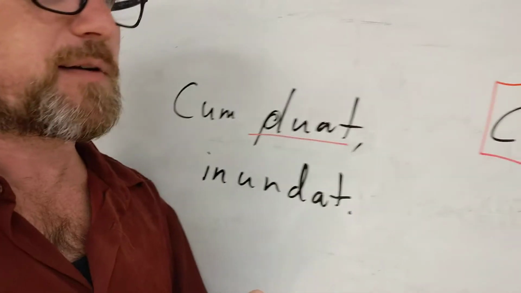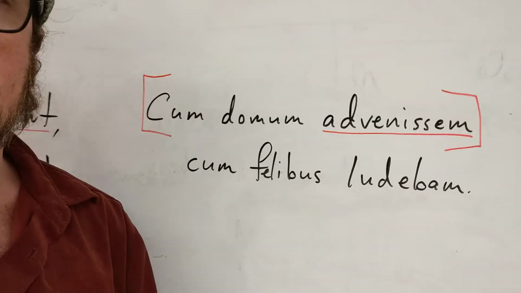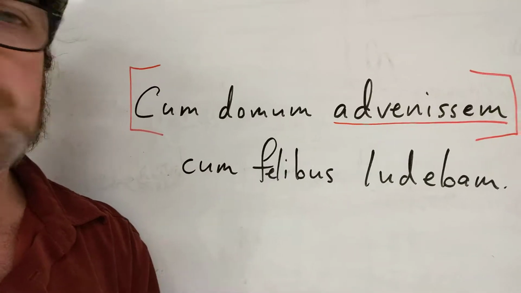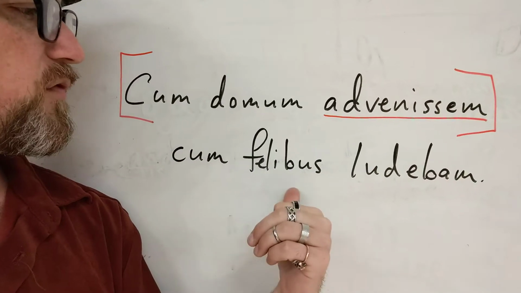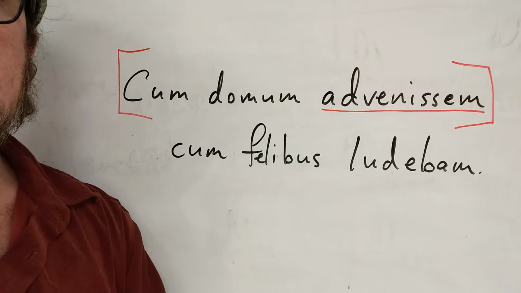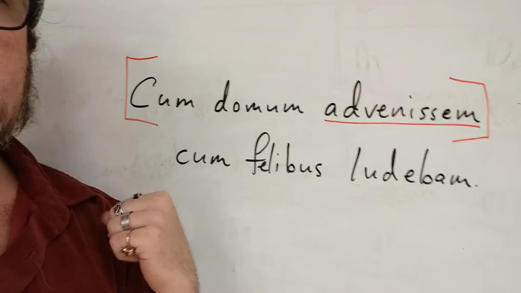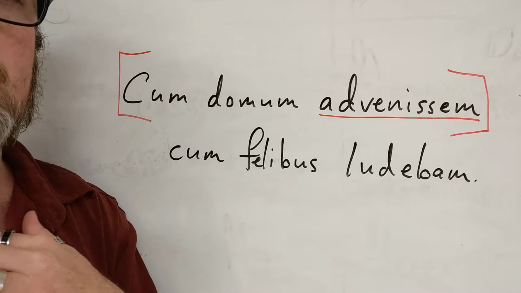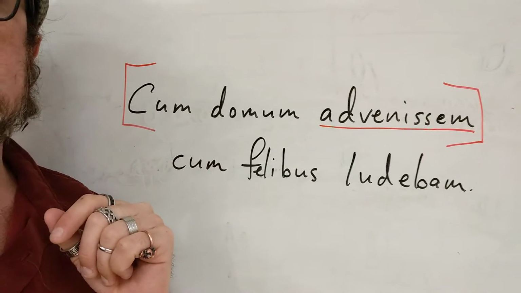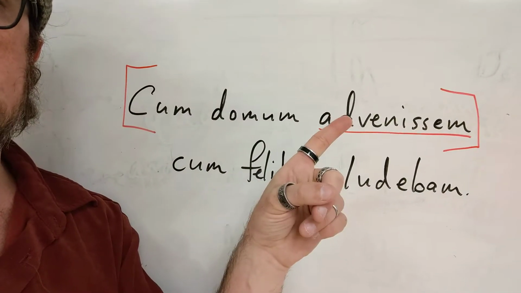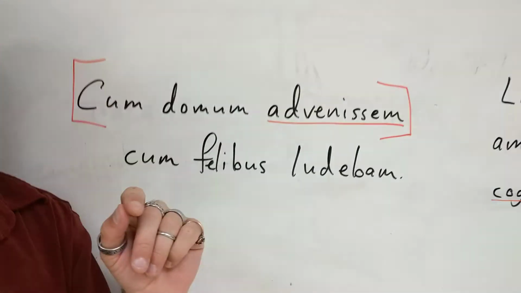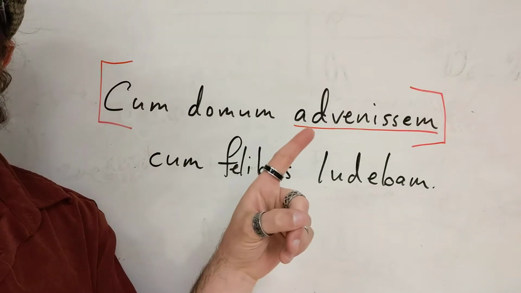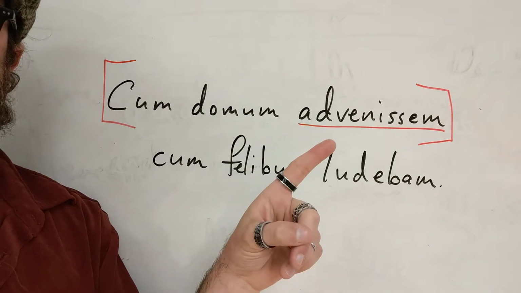Let me give you a better example, one that lines up better with what I've already told you about. Check this one out. Cum domum advenisem cum felibus ludebam. Here, I can definitely tell you that this cum clause, even before I think about what it says, I can tell you that this cum clause begins here and ends here. And it's because it starts with the cum, it's pretty obvious. It starts with the cum, and it ends with a verb, all right?